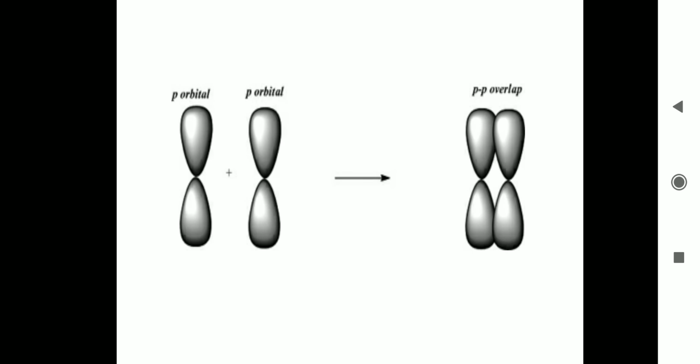That means when two p orbitals come together, they overlap, giving rise to pp overlap, and a pi bond is formed. So here one point to note is that during the formation of a pi bond, there should be two interacting lobes, but during the formation of a sigma bond, only one lobe interaction is possible.